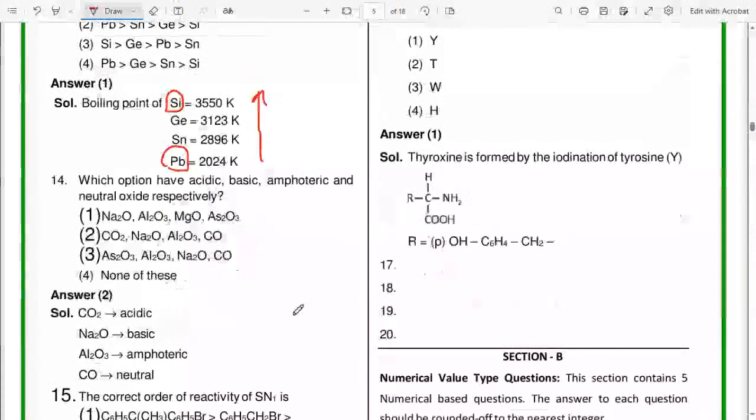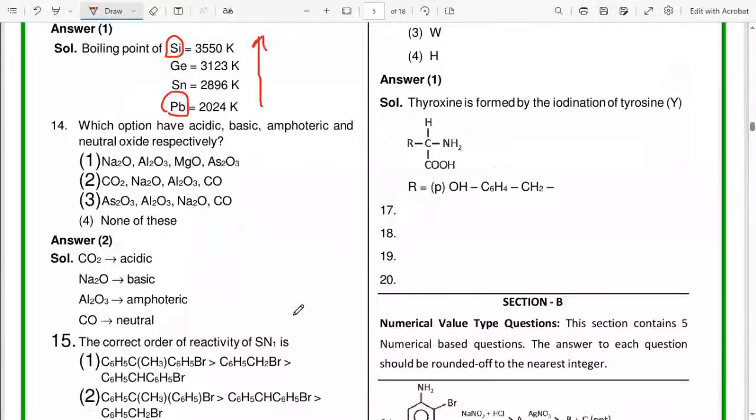Next, question number 14. Which option has acidic, basic, amphoteric and neutral oxide respectively? So acidic, basic, amphoteric and neutral oxide respectively. So this is carbon dioxide. So Na2O, basic, yes.